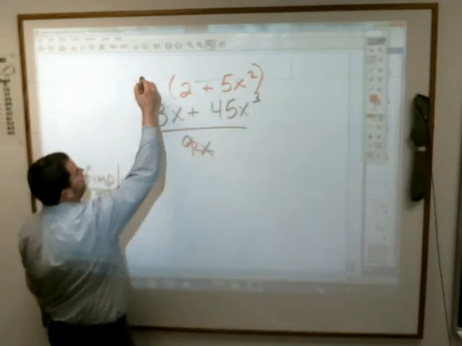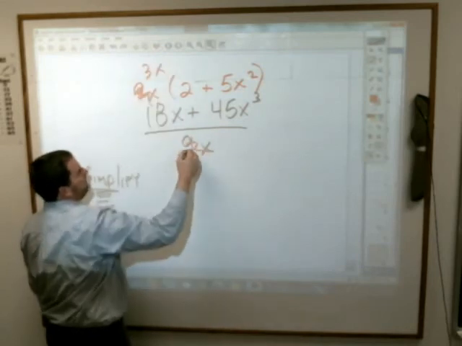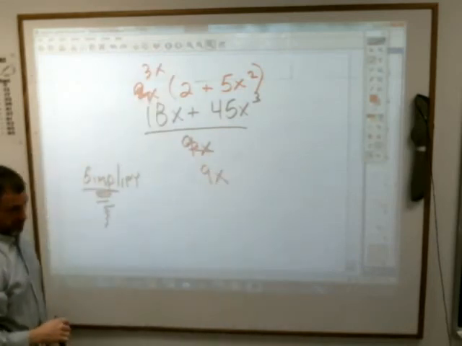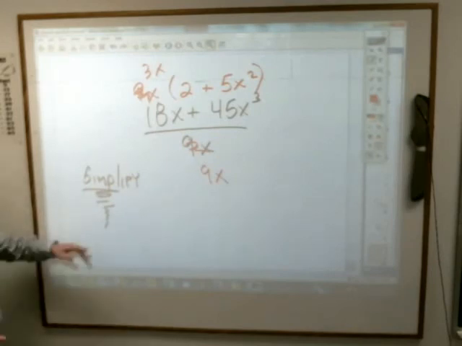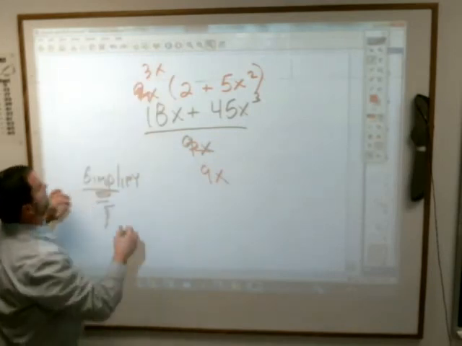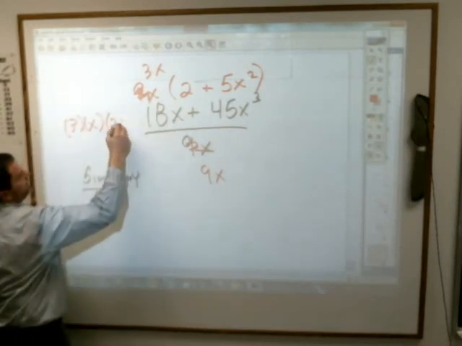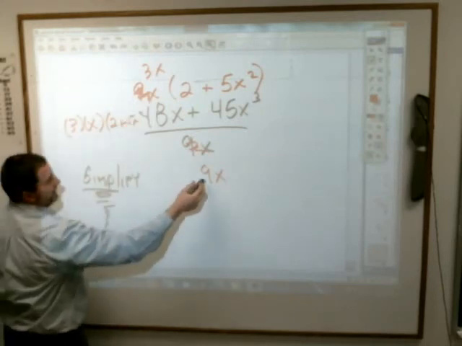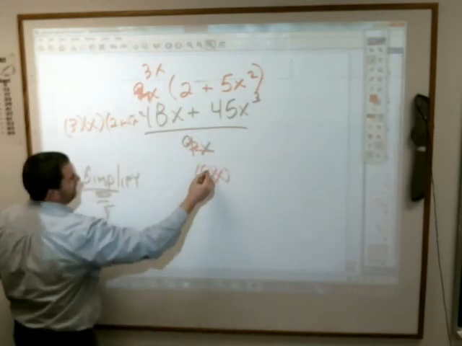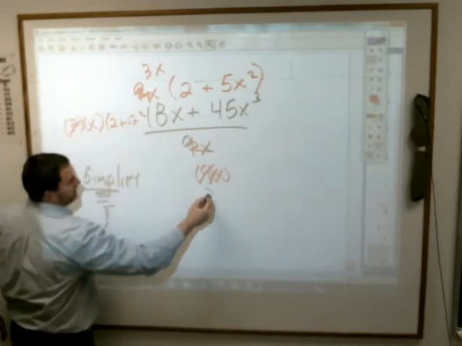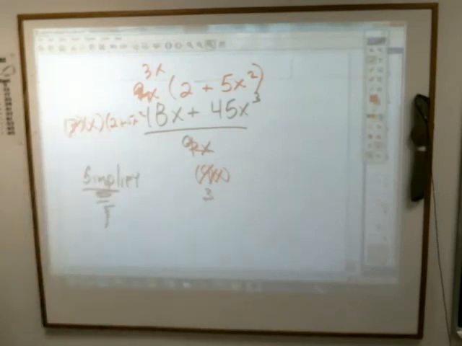Now let me also tell you this. If by some chance I could only factor a 3x out, and this was 9x down here, could you cross anything off? Yes, because what this up here is really 3 times x times 2 plus 5x squared, and 9x is 9 times x. You can cross off a 9 with a 3, and this would go away, but you'd still have a 3x on the bottom. As long as it's multiplication, you can cross things off. You can cross the x off too, sorry. As long as it's multiplication and it's its own factor, you could put a parenthesis around it and keep it at that.